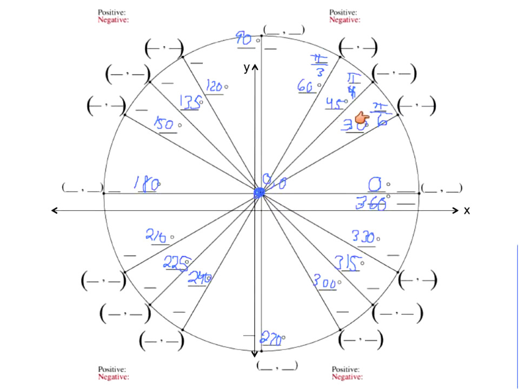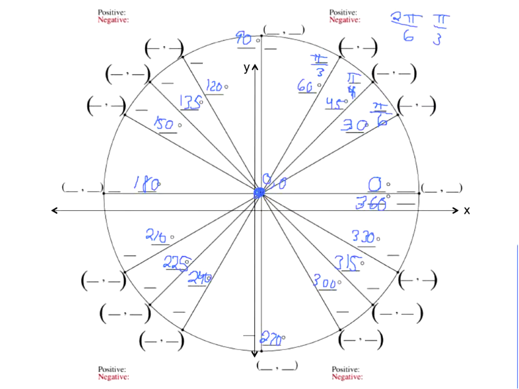Do we agree that 30 plus 30 gets me to 60? Everybody good with that, right? So I would do the same thing with my radians. Pi over 6 plus pi over 6 gives me 2 pi over 6. Guess what 2 pi over 6 is? Pi over 3.